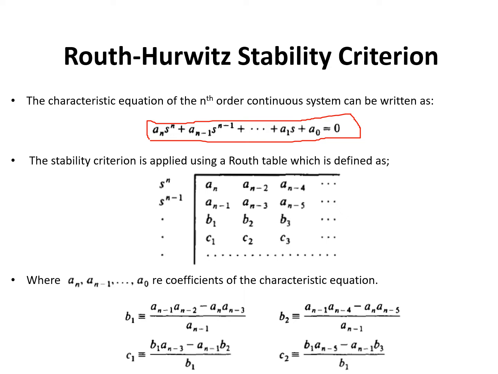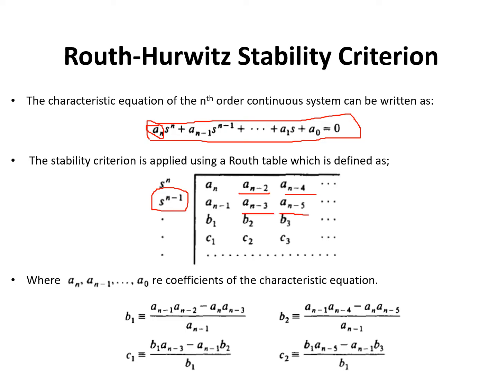When we start the construction of the roots table, you are always supposed to start with the higher order of s, that is we'll start with the s to the power n row. Here I am going to consider the coefficients an. So you have to take alternate coefficients, then an minus 2, an minus 4. Similarly, after that I will be taking s to the power n minus 1. Now we are going to consider the coefficients an minus 1, an minus 3, an minus 5, and so on.